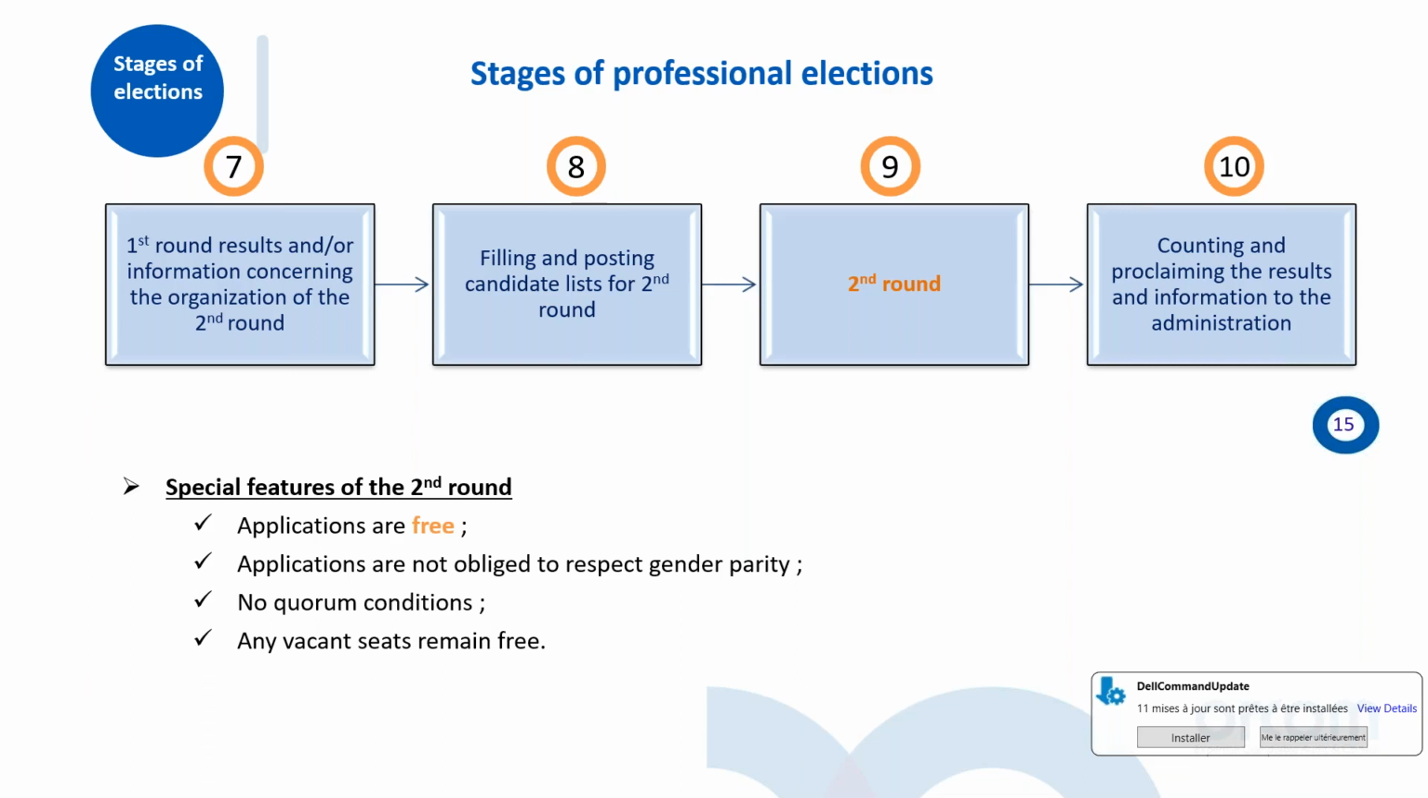There are no quorum conditions, and all vacant seats remain free, which means that if, for instance, the quorum in the first round was reached, but still some seats remain free, candidates in the second round can hope to be elected on these seats. Finally, you'll have to proclaim the results and inform the administration. So from step 5 to step 10, these steps are for all committee elections, regardless of the company's headcount.